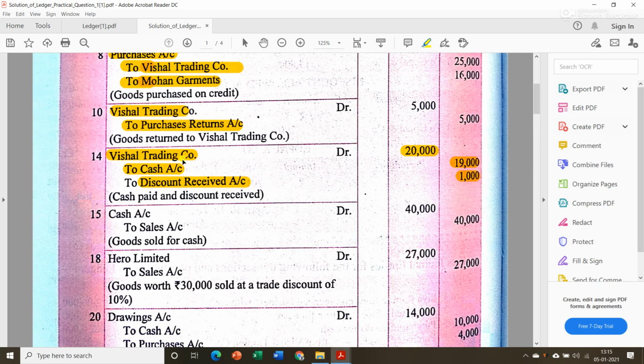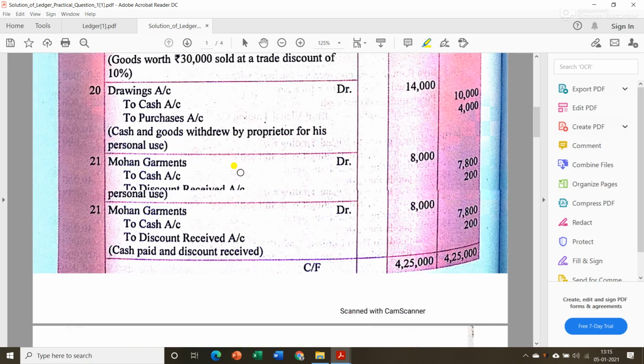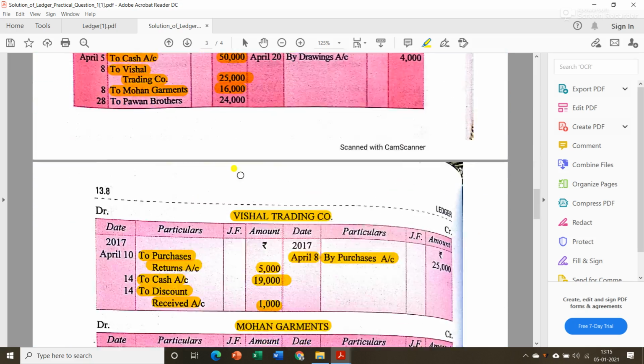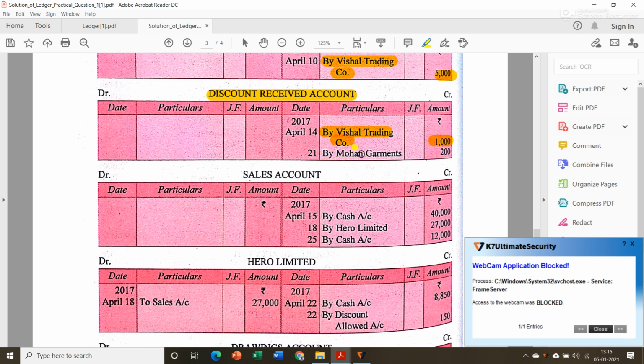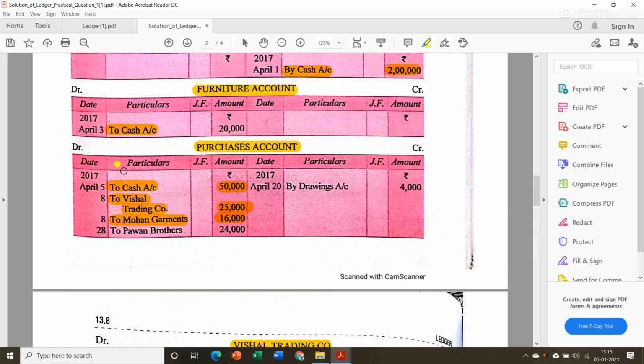Then next account we have discount received account. Since we don't have discount received account, we will prepare a new ledger account, that is discount received account, and in there we will write by Vishal Trading Company 1,000 that we actually received as discount from them. Okay, 1,000 we will write in here.